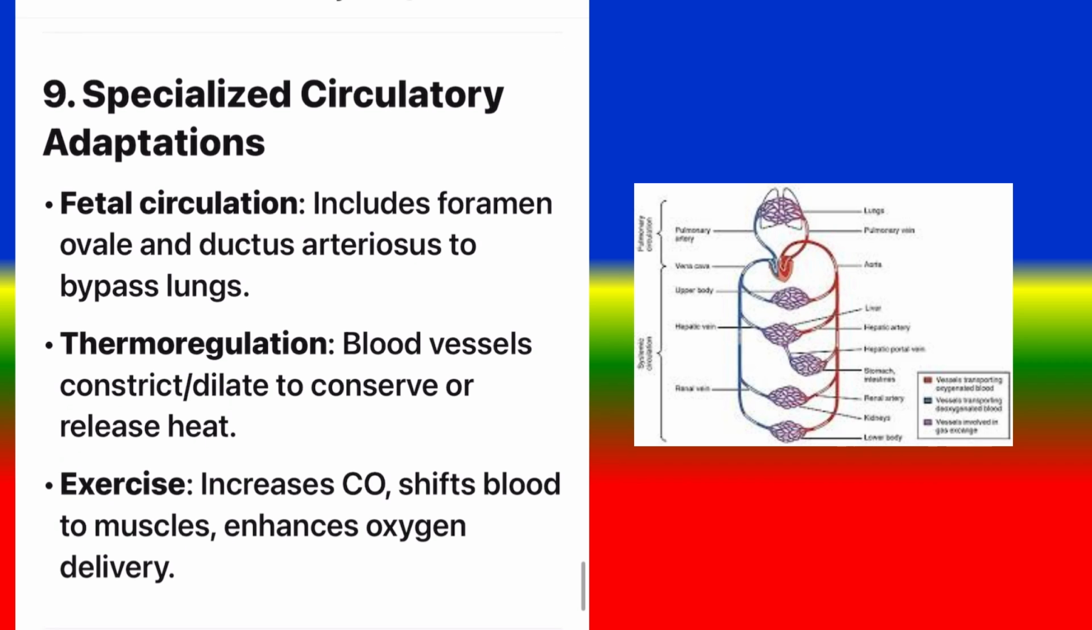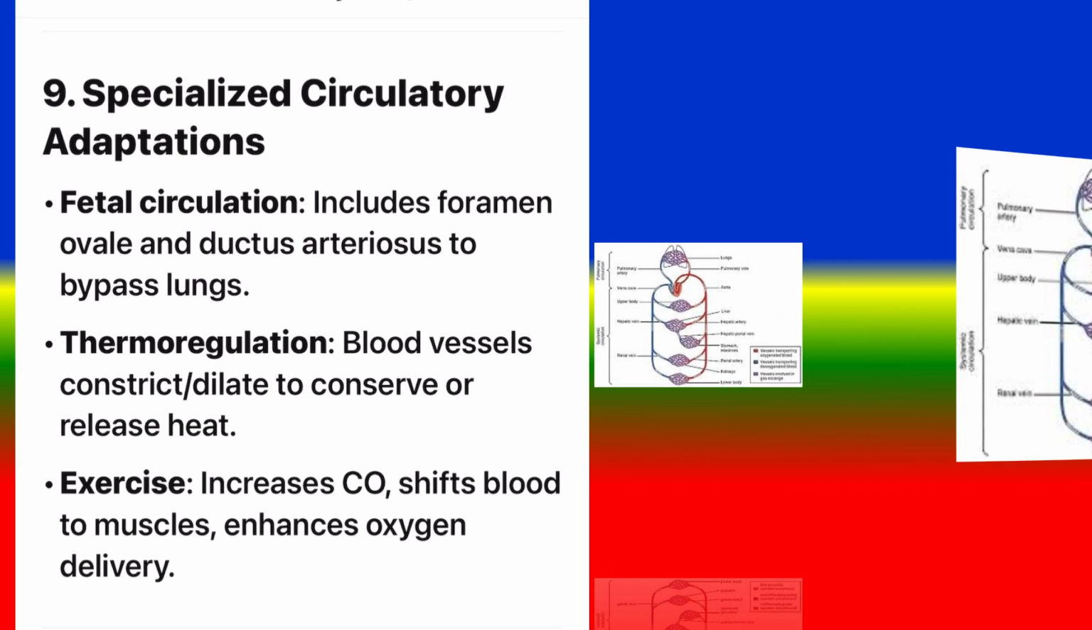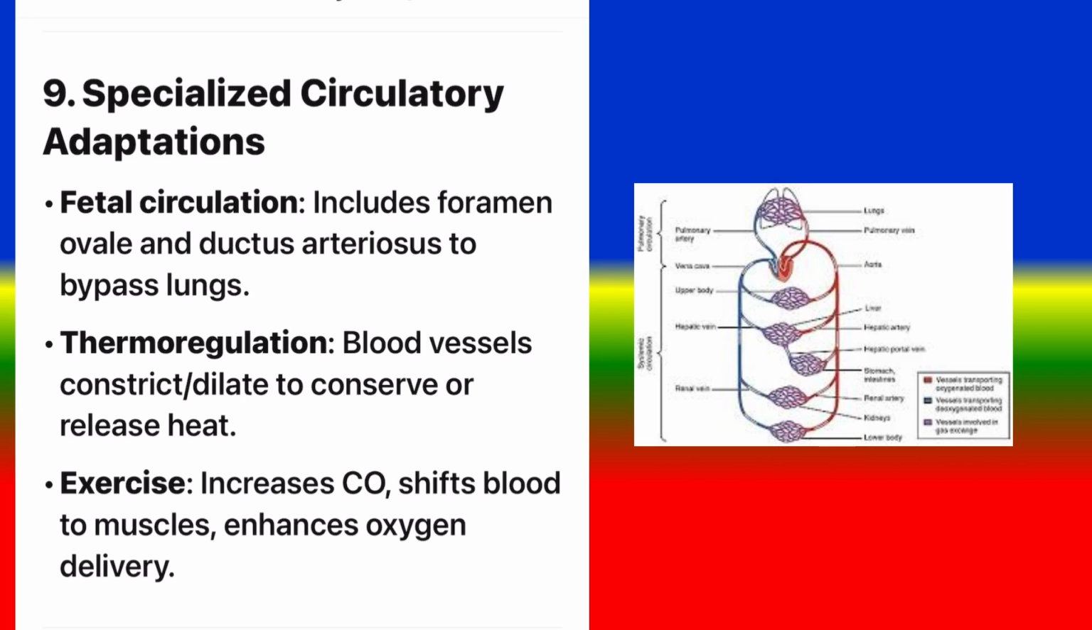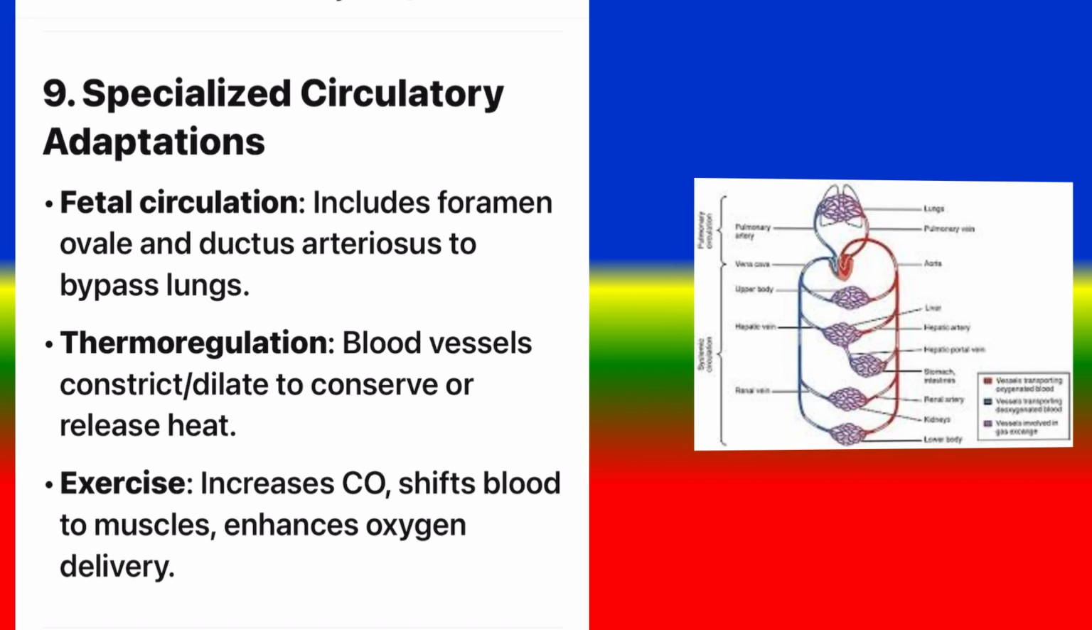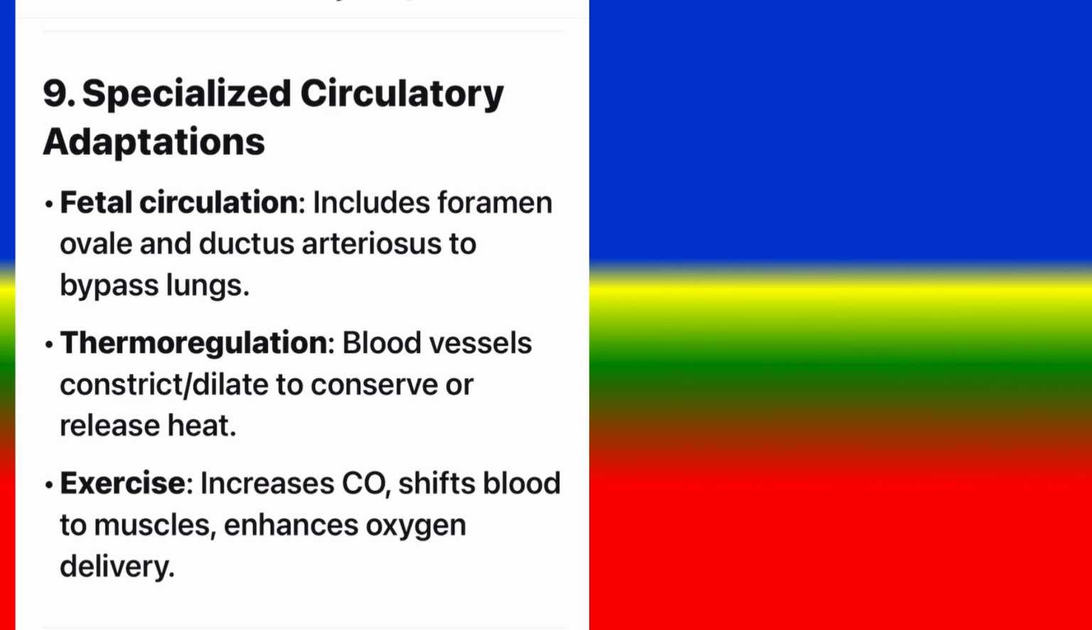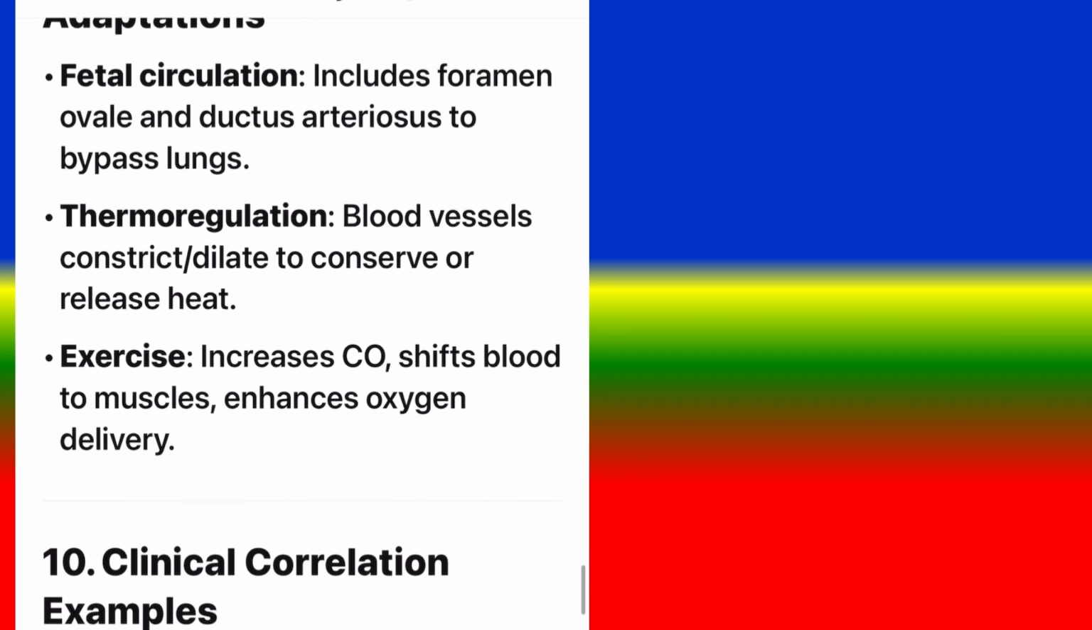9. Specialized circulatory adaptations. Fetal circulation includes the foramen ovale and ductus arteriosus to bypass the lungs. Thermoregulation: blood vessels constrict or dilate to conserve or release heat. Exercise increases CO, shifts blood to muscles, and enhances oxygen delivery.